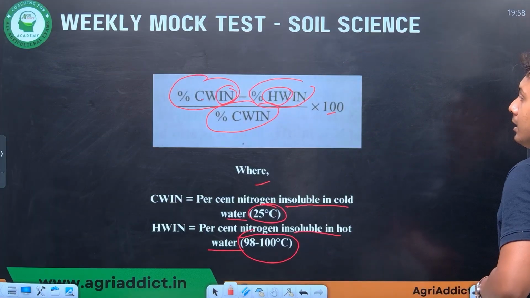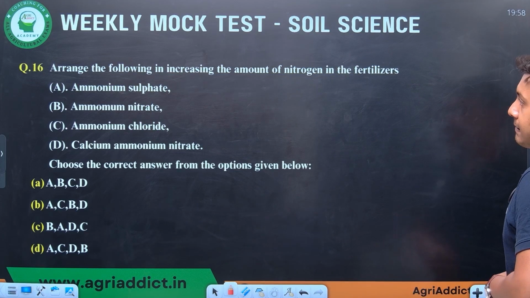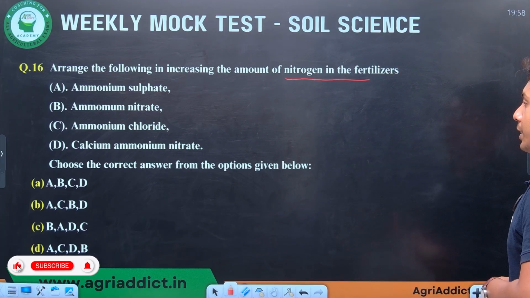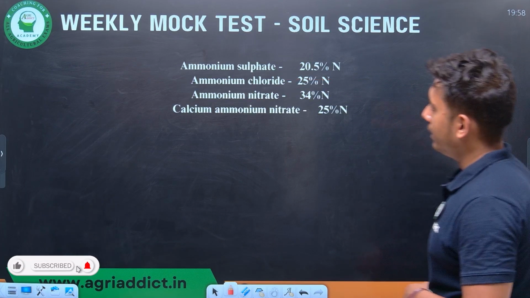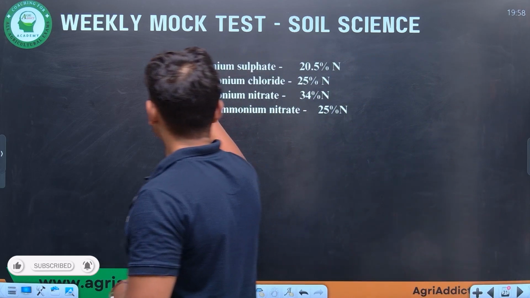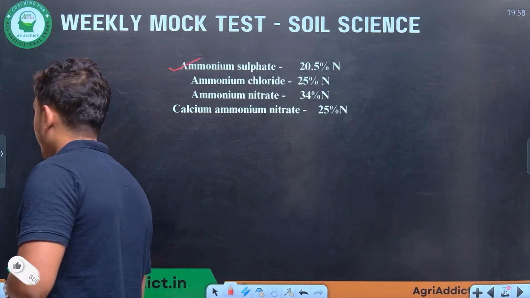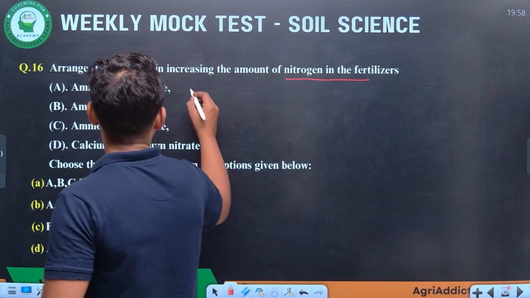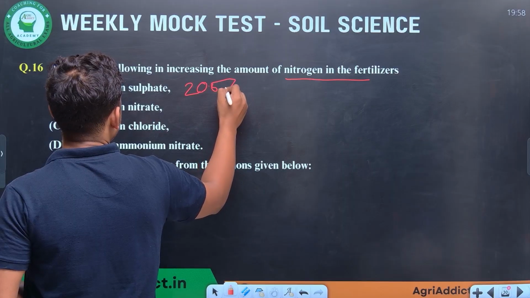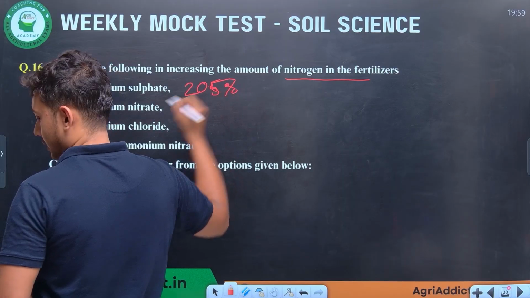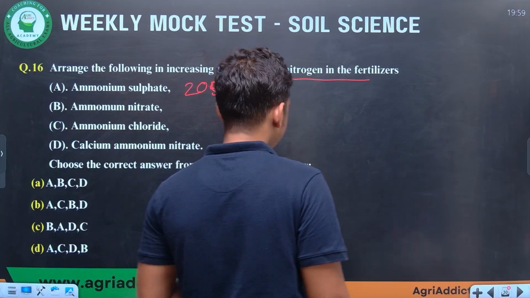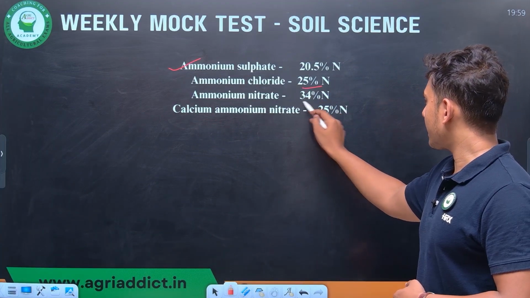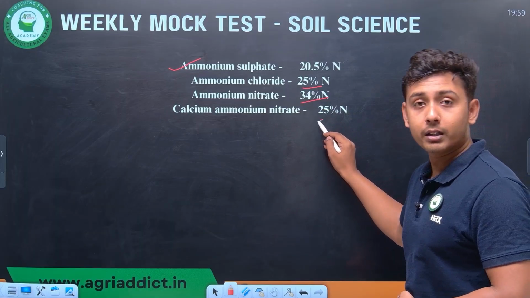Now comes: arrange the following in increasing amount of nitrogen in the fertilizer. So we have to know the nitrogen content of those fertilizers. Here are the options: ammonium sulfate is 20.5%, then ammonium chloride at 25%, ammonium nitrate 34%, calcium ammonium nitrate 25%.